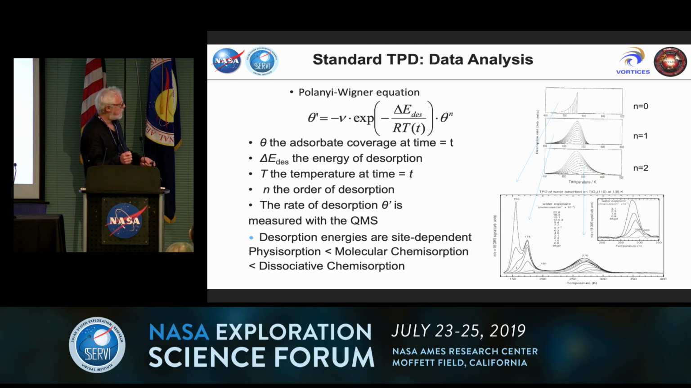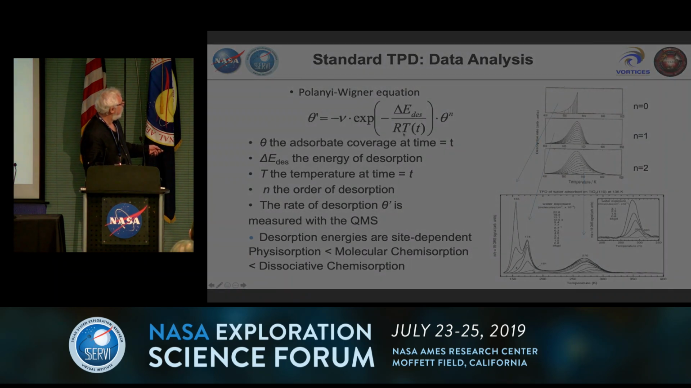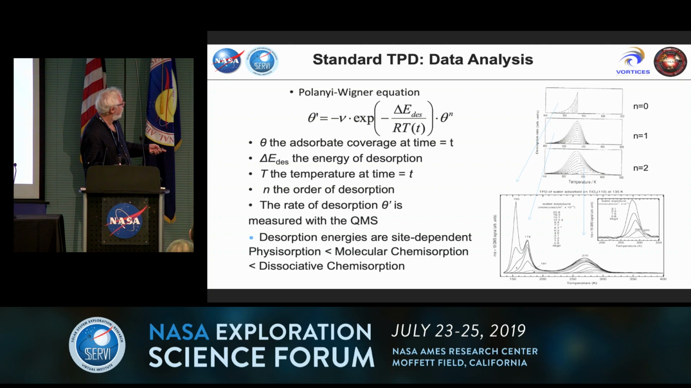And then you can extract out a desorption rate as a function of temperature, and then you can fit that data to this simple Polanyi-Wigner equation, which is shown up here. And the terms here are theta, the coverage; delta E, the number we're after, which is the desorption energy; T, temperature; and n, the order of desorption. What we extract is the rate of desorption.